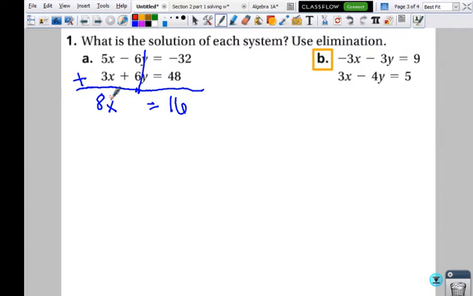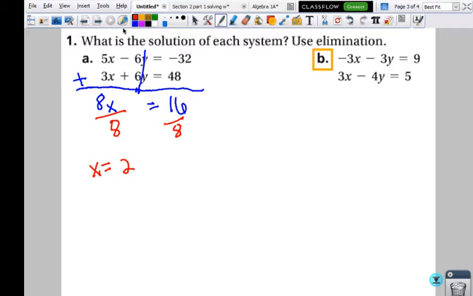Okay, how am I going to solve for this x right here, Joycelyn? Divide. We are going to divide both sides by 8, and I'm going to get x equals... it's not 3. It's 2. All right, we get x equals 2. So that was step 1, step 2, and step 3.